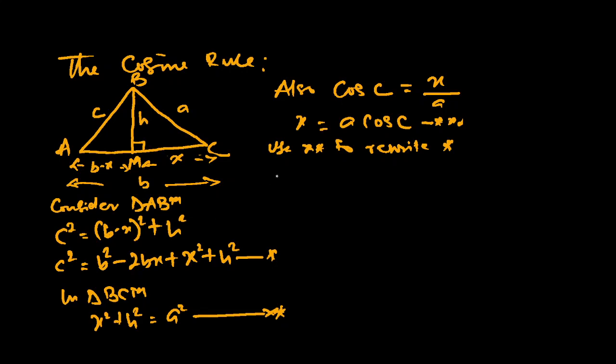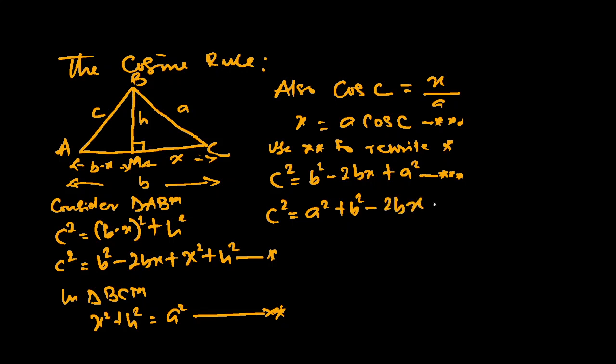That means we are going to have c squared equal b squared minus 2bx plus, so instead of x squared plus h squared now, we are going to be having a squared. So I'll just put a squared here, right? Okay, so if that should be the case, I can call this equation star, star, star. Right now, I can rewrite this better as c squared equal a squared plus b squared minus 2bx.